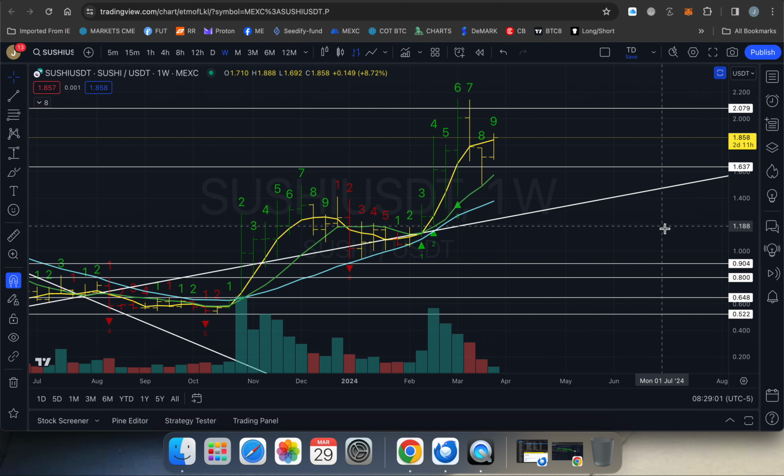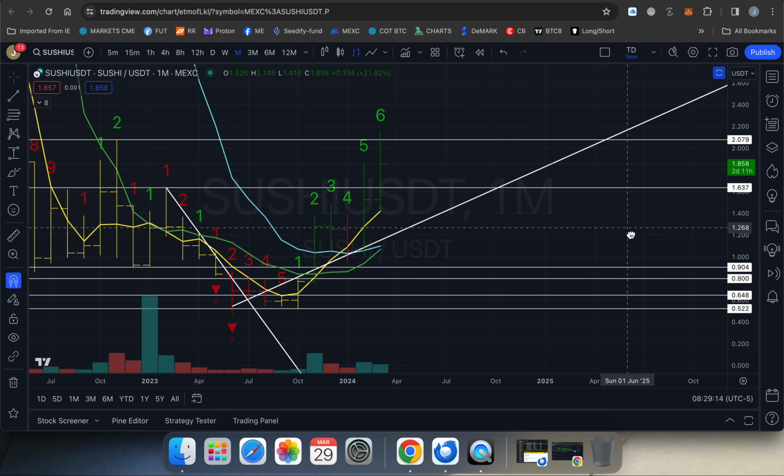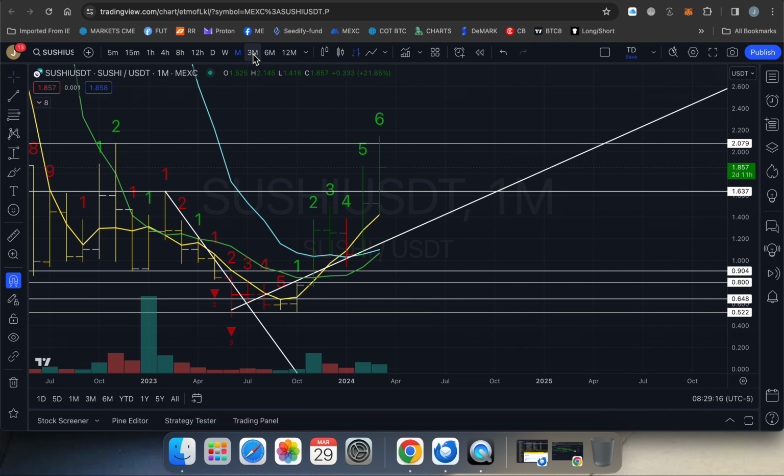But now, if you're thinking super long term, if you're in this for the next 2 years, don't listen to that. You can put it on a monthly chart, you can put it on a quarterly chart, put it on a 3-month chart. On a monthly, you're only on bar 6. So that could go up another 3 months, theoretically.